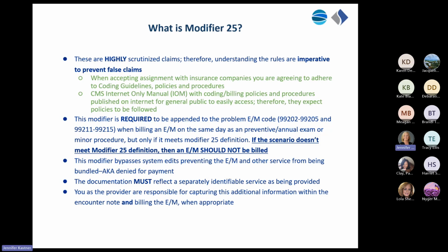Even with Modifier 25 on the claim, many payers still deny the claim because they want to see the documentation to confirm that a separate service is truly payable. This is why clear documentation is a must. If the scenario doesn't meet the Modifier 25 definition, then a separate E&M should not be billed, nor should Modifier 25 be appended. Additionally, the documentation must clearly support the separate E&M service. And I have a few examples in the upcoming slides that we're going to cover to further explain this.